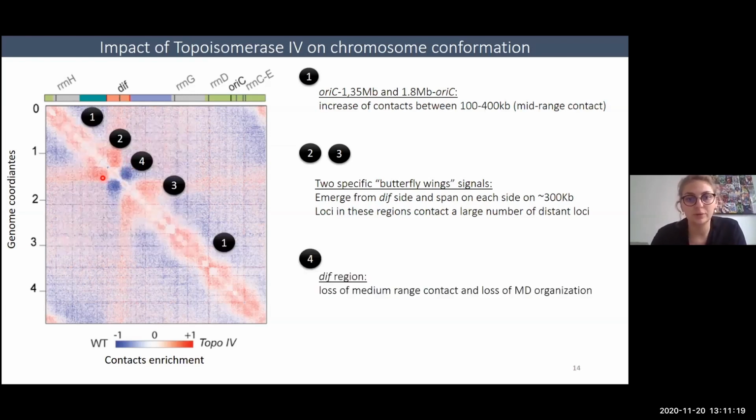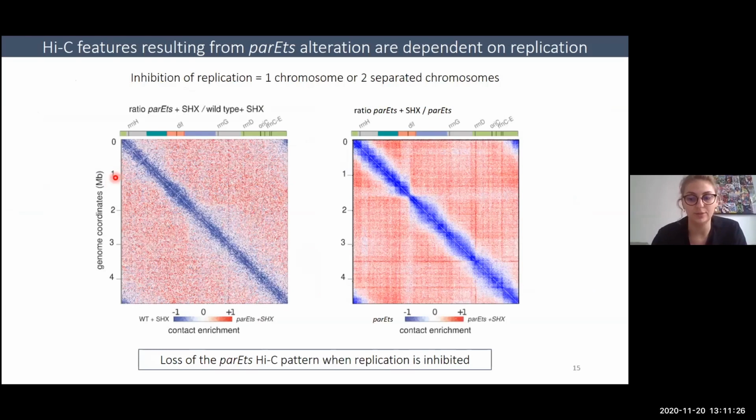The first signal that we see is at the dif region, where you have a decrease in mid-range contact compared to the wild type and a loss of the macrodomain organization.